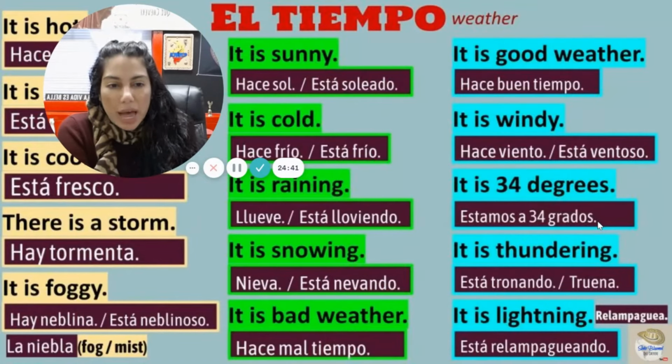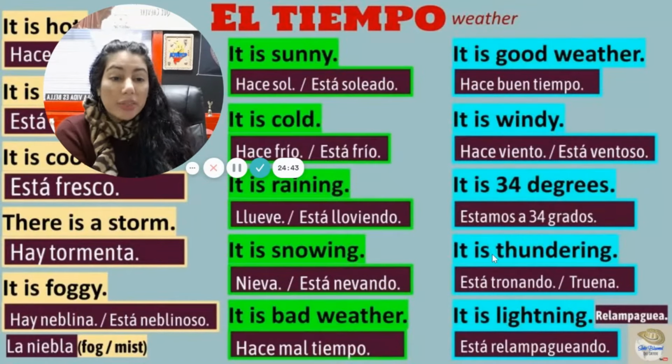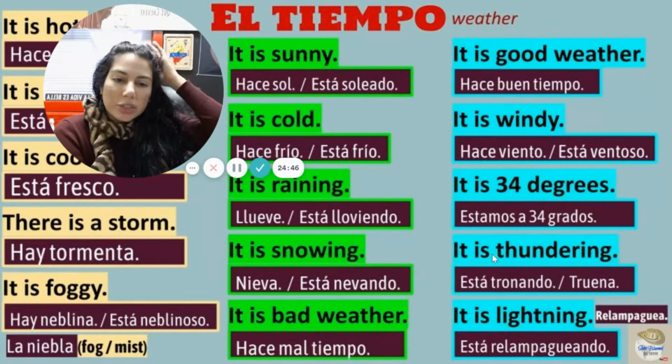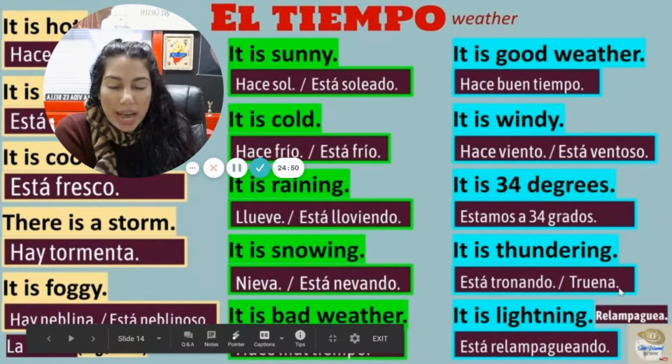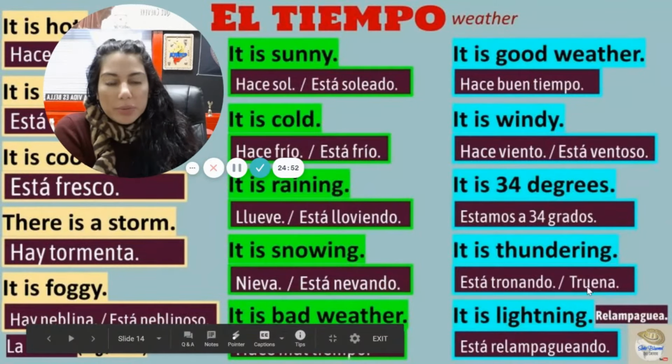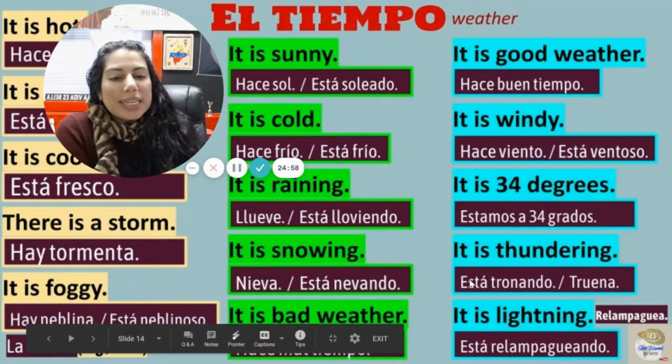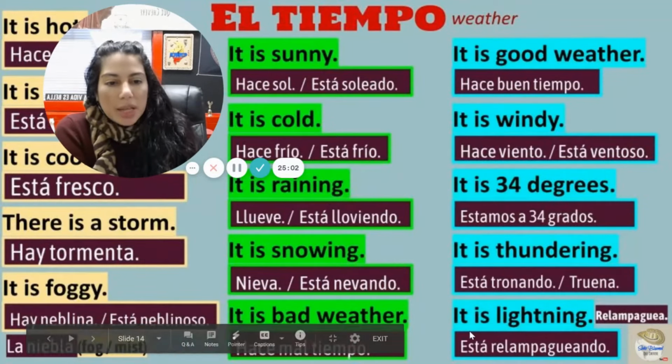So estamos a. It is thundering. Again, just like llueve and nieva, you can say truena, which is the verb conjugated here. The verb is tronar when it's thundering. Or you can say está tronando o truena.